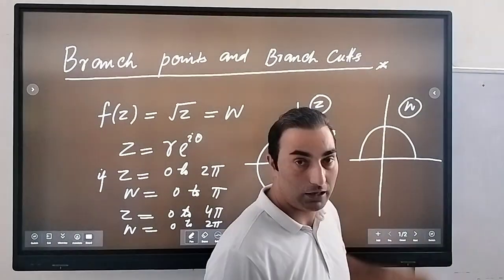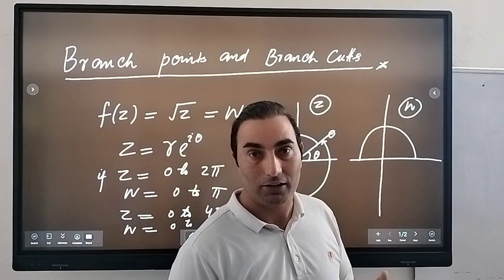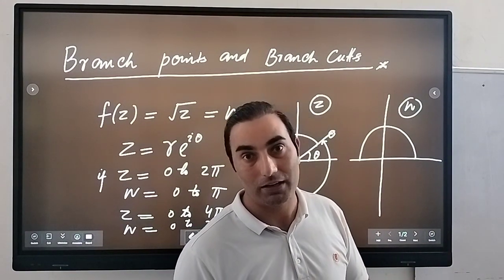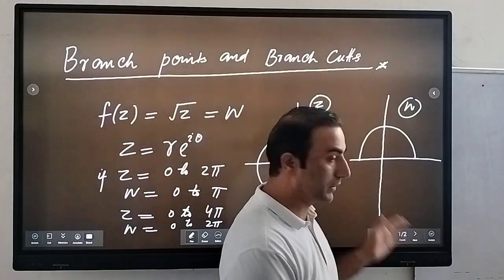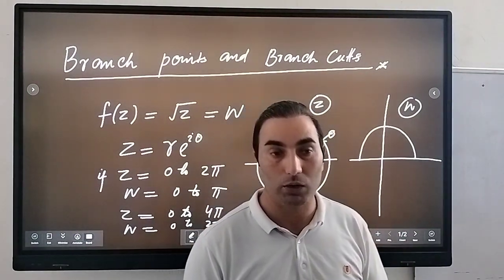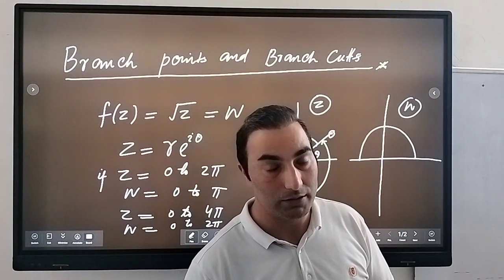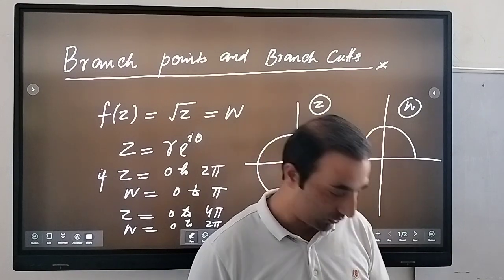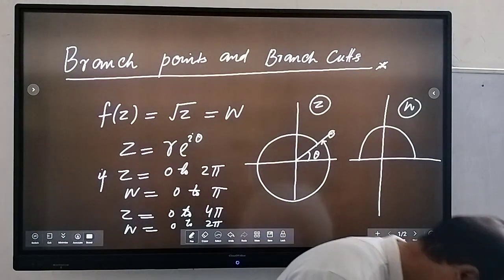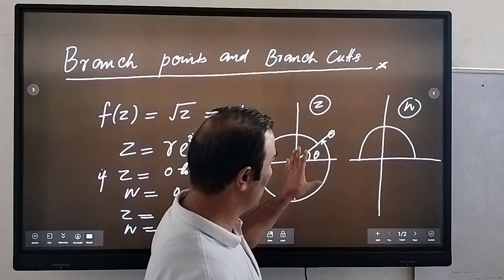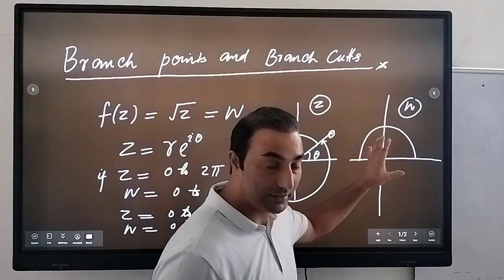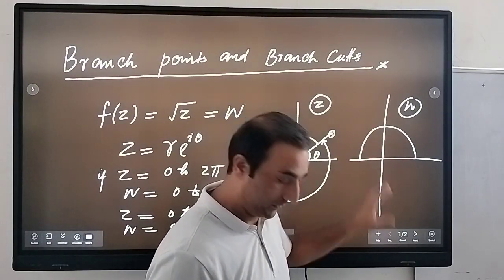But in the w plane, we have this exactly. We can say whether it is square root of z or minus square root of z. But in the z plane, we don't know whether our value will be plus square root of z or minus square root of z. So this is one of the main differences between these Riemann surfaces and the complex plane, right?